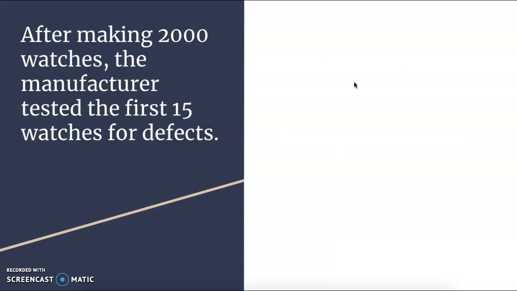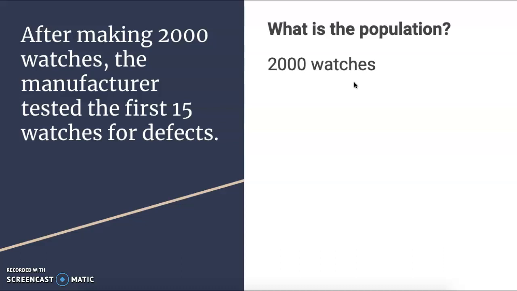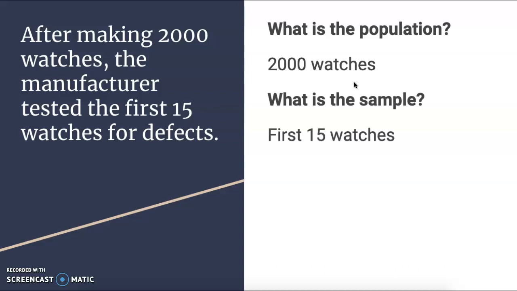One more example. After making 2,000 watches, the manufacturer tested the first 15 watches for defects. What's the population? The population, the whole group, would be the 2,000 watches. What's the sample? The sample that they looked at were the first 15.